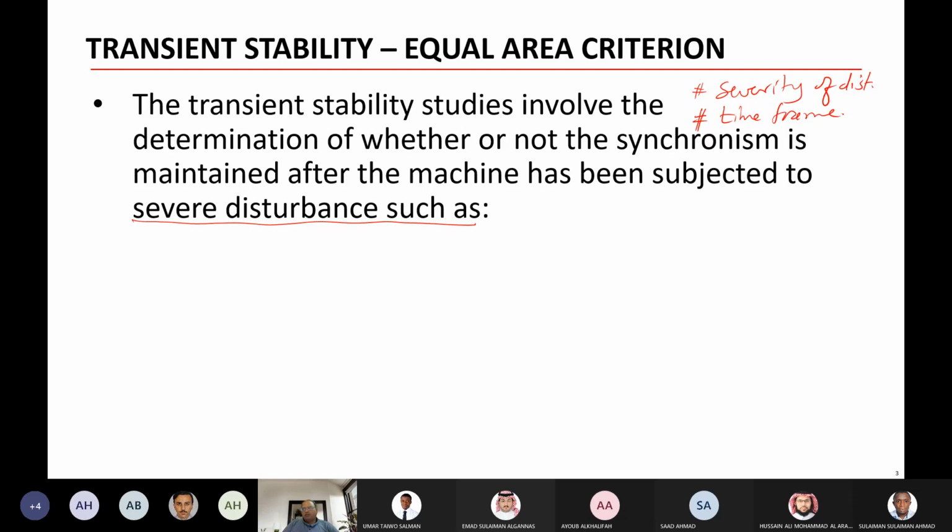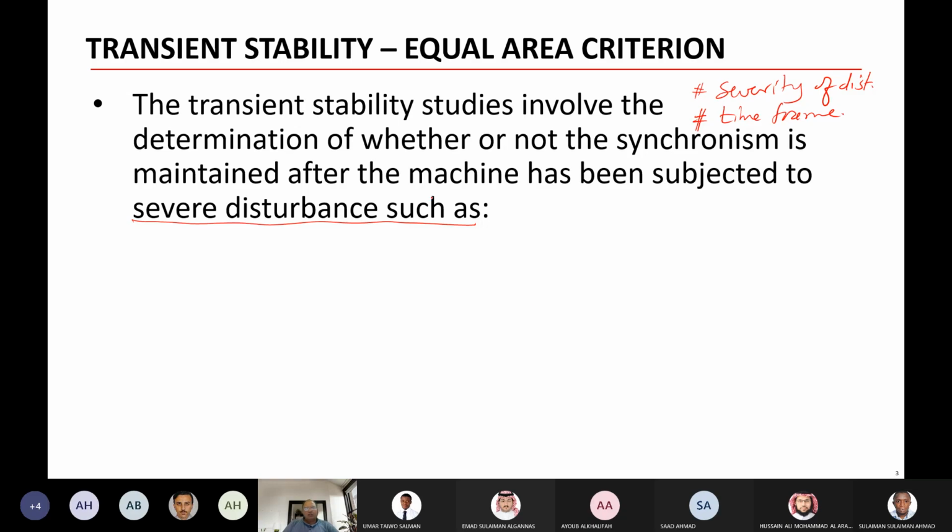Also, the time frame is not an issue. You have a very long time to study the system. For transient stability, the change of disturbance is severe, big and sudden. So we cannot linearize the equation. We have to solve the swing equation as it is, as a nonlinear differential equation.